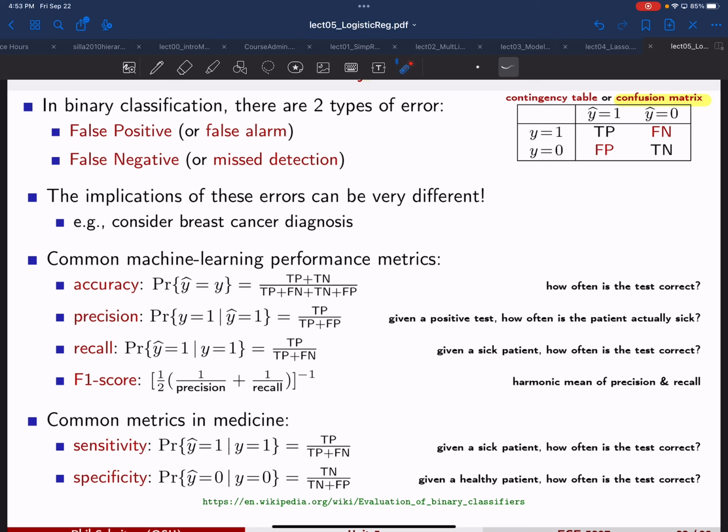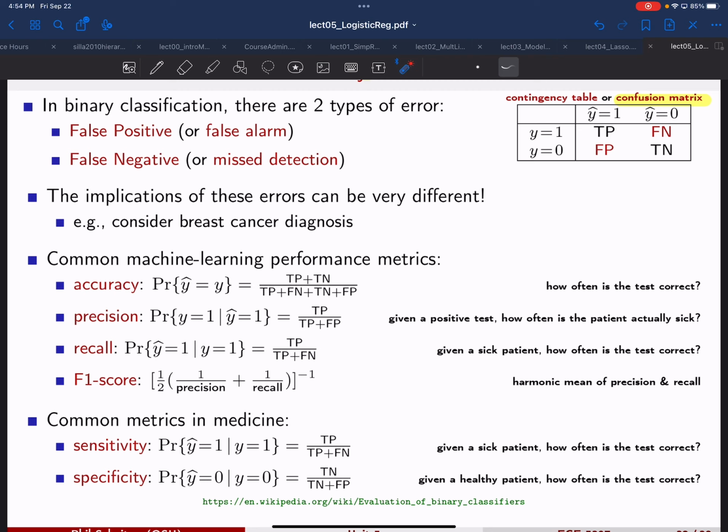Okay, so here are some other metrics. Precision is the probability that the truth is 1 given that you predicted 1. So in this medical situation, you could say, given a positive test, how often is the patient actually sick? Another thing people look at is recall, where you swap the order. So in this case, you say, given that I have a sick patient, how often is the test positive?